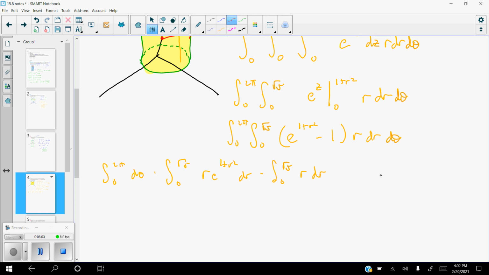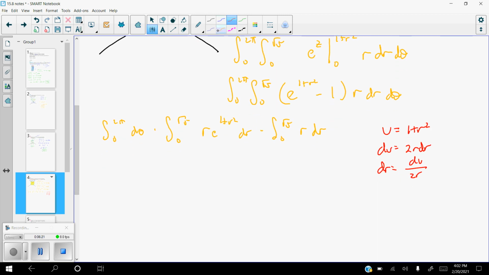So let's go ahead and write out what our u substitution is going to be. The composite piece is 1 plus r squared. So du then becomes 2r dr, or dr is du over 2r. Let's go ahead and make our substitutions. We can do a few things at once here. The integral from 0 to 2 pi of d theta, we know that's 2 pi. Let's make our substitutions. So that's going to give us r times e to the u times the new dr, which is du over 2r. I'm going to go ahead and change the bounds.